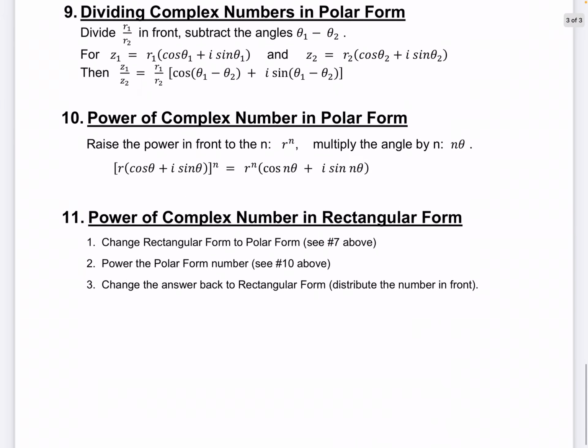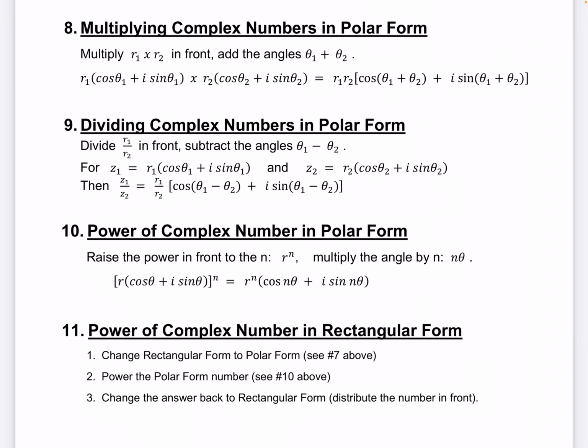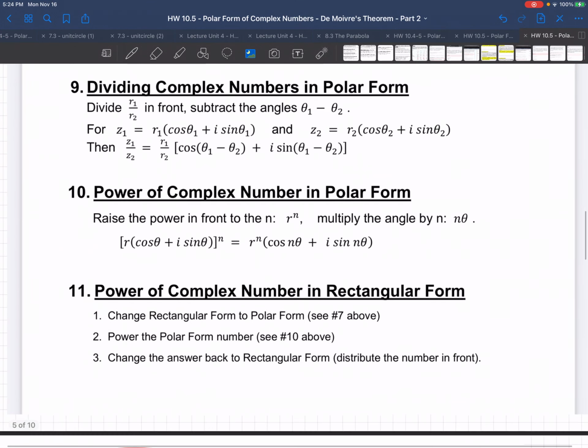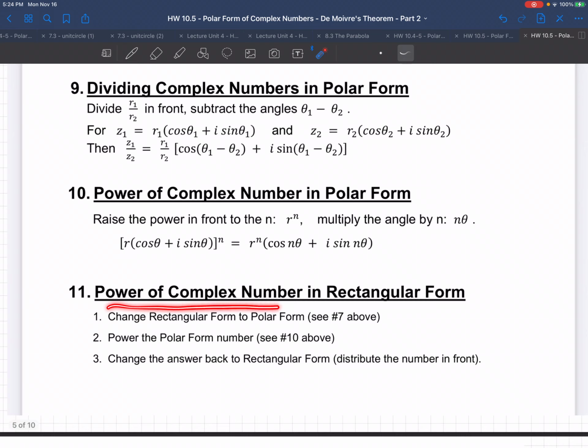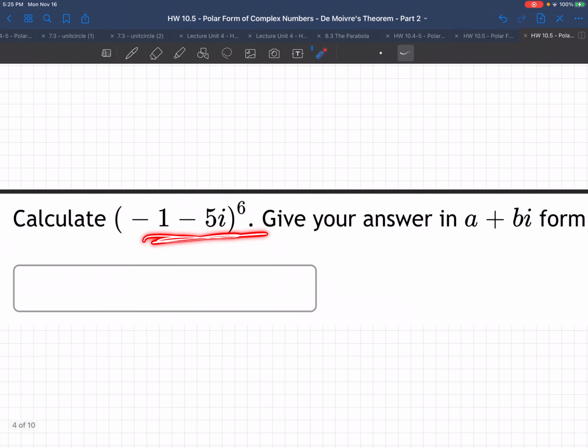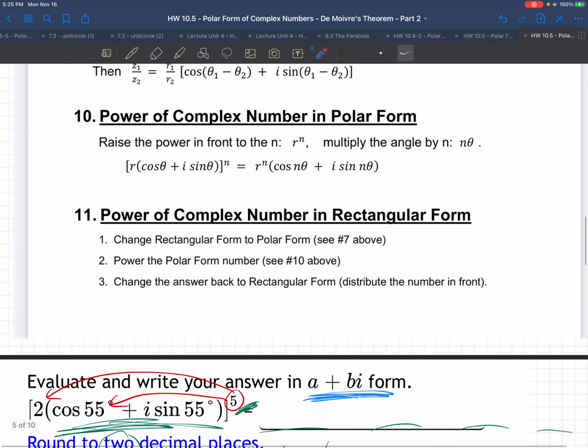Go all the way down here to number 11. Power of a complex, see it down there? Power of a complex number in rectangular form. So here, I copied it down here for you. What do you do? Because that's what we have, rectangular. We don't have polar form right now, right? We're starting with rectangular form. So what do we do? Change rectangular form to polar form.